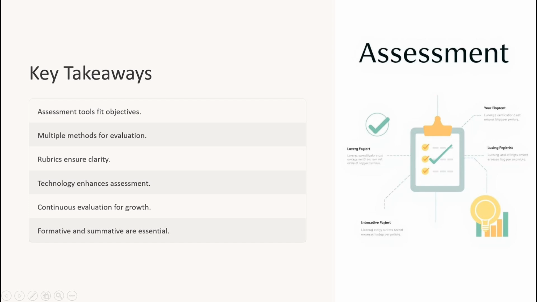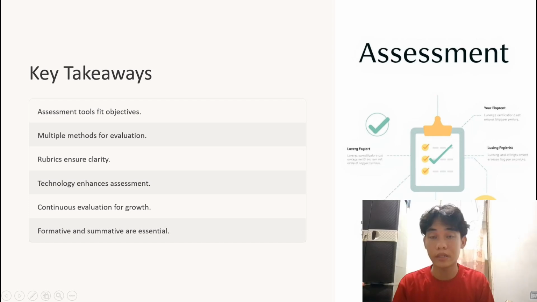And in the last slide, we have the key takeaways. The principles to course and the success factors. So, purpose-driven: every quiz, project, or observation should answer the question, how does it help me understand student learning and improve my teaching? If you can't answer that, then reconsider the assessment.